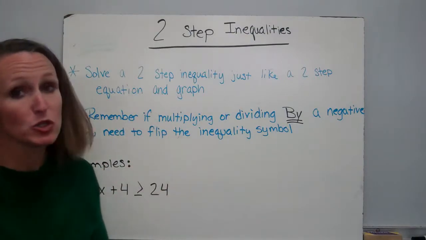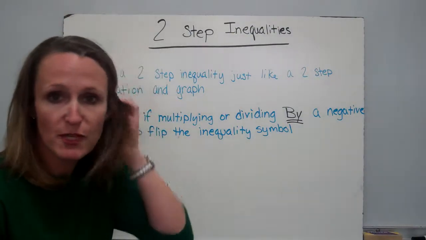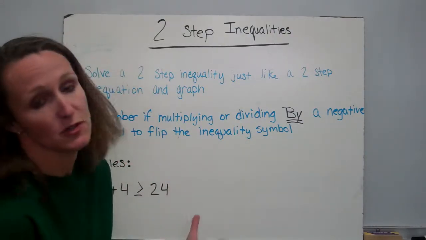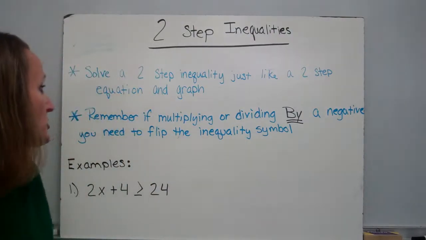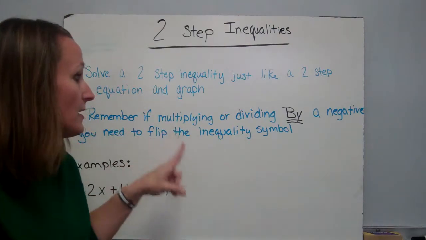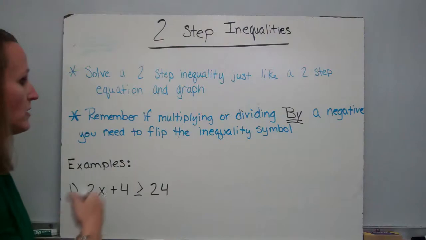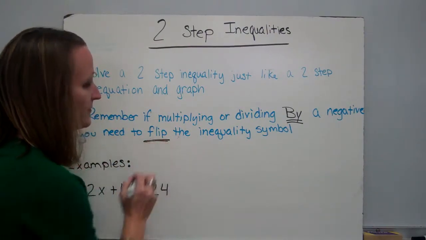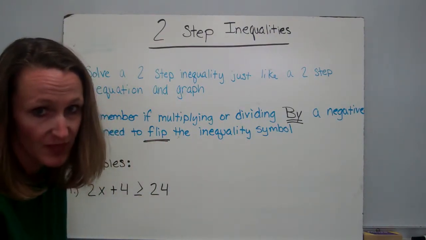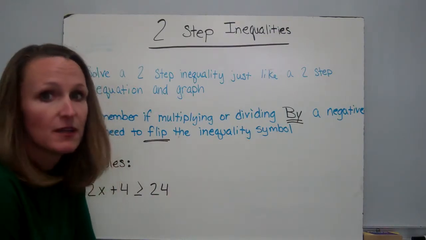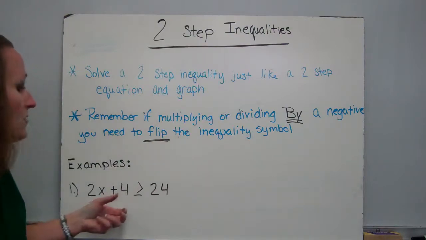In this video we're going to talk about two-step inequalities. Now, two-step inequalities work just like two-step equations. You're going to solve it, and you're going to graph. Now, much like in one-step inequalities, if you're multiplying or dividing by a negative, you've got to flip that inequality symbol. And just like I said in the last video, if you forget to flip it, your answer is going to be wrong. So let's work some examples.